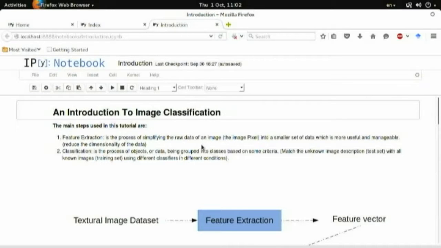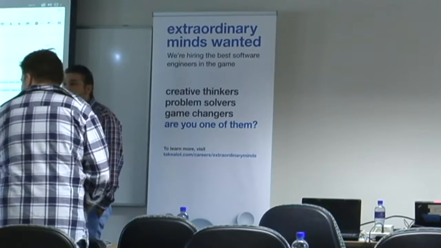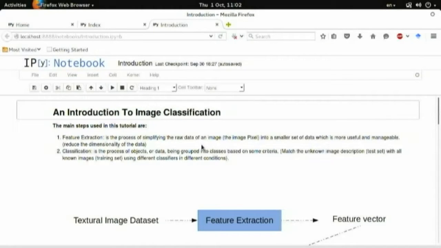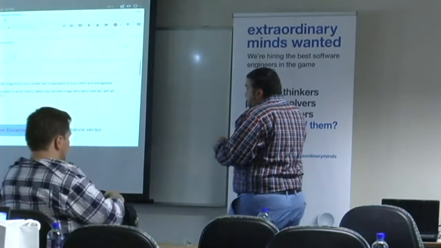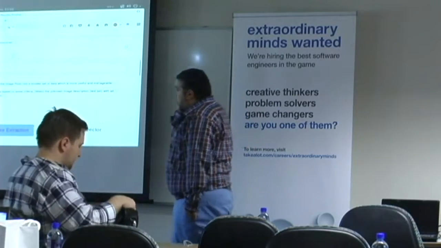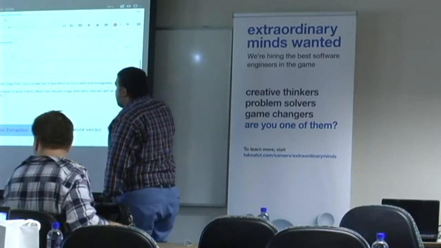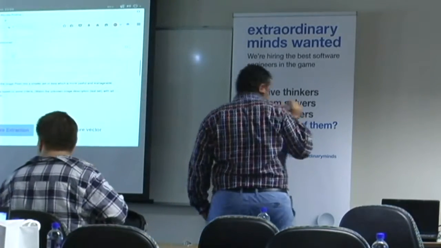What is the feature extraction? We use the feature extraction to reduce the dimension of any image. For example, if we have one image with a size of 500 by 500, which means we have 2,500 pixels, it is very big to deal with, especially when we have a big data set. And for the classification, we will have a training data set, and we want to know what the unknown test is.